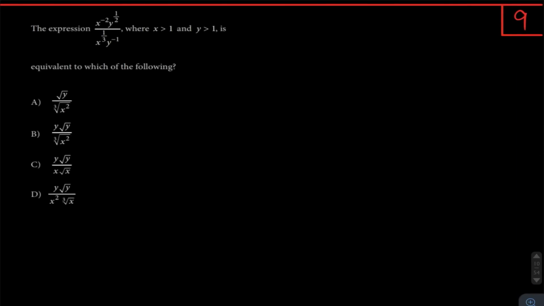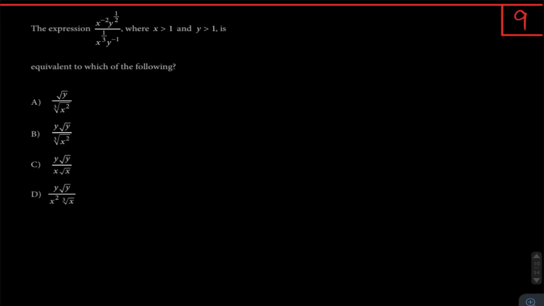So problem 9 gives us a really gross looking thing, and it says that x is greater than 1, y is greater than 1, and this thing is equivalent to which of these? Looking at this, we're given a bunch of fraction exponents and some negative exponents, and it looks like the answers don't have any fractions or negatives in their exponents, so we're going to have to get rid of both of those things.